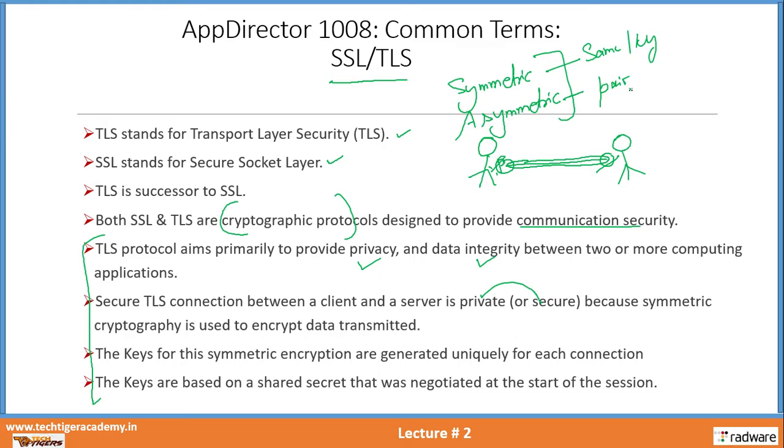Okay, so SSL/TLS uses symmetric cryptography, which means it uses the same key for encryption and decryption, and that same key is known as the shared secret key. The keys for this symmetric encryption are generated uniquely. The keys are based on a shared secret that was negotiated at the start of the session. But again, you can learn more about SSL/TLS on Wikipedia. That's a very interesting topic.